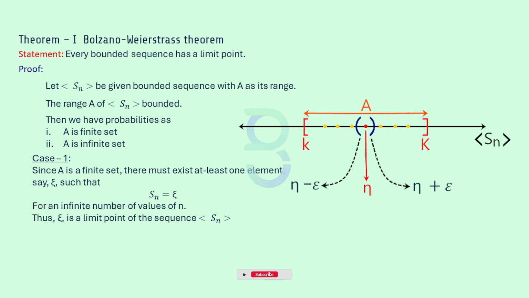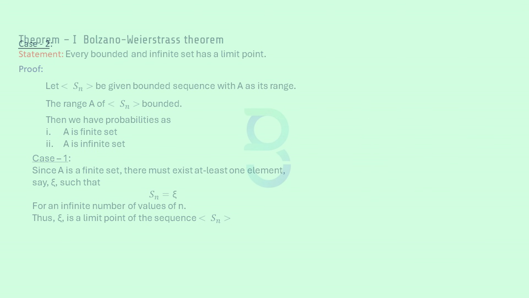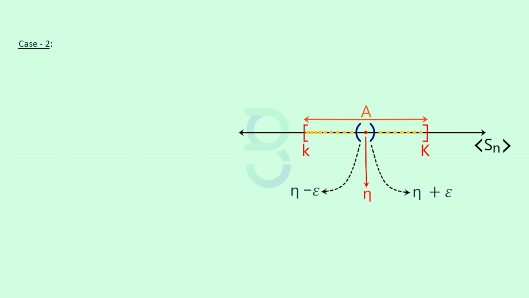So we proved that a bounded sequence Sn with finite range has a limit point. Let us consider the second case. Before diving in, let me explain the statement of the Bolzano-Weierstrass theorem for a set, which states that if an infinite set is bounded, then there exists at least one limit point.